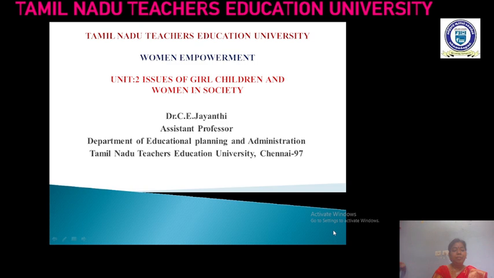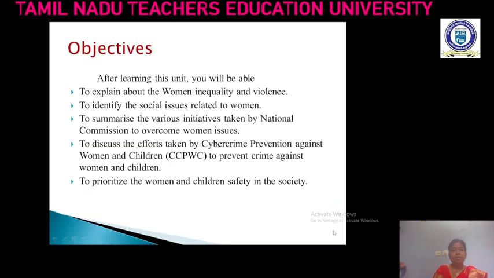In the course Women Empowerment, we are going to learn the unit Issues of Girl Children and Women in Society. The main objectives are, after learning this unit, you will be able to explain about women inequality and violence, to identify the social issues related to women, to summarize the various initiatives taken by the National Commission to overcome women issues, to discuss the efforts taken by cybercrime prevention against women and children, to prevent crime against women and children, to prioritize the women and children's safety in the society.